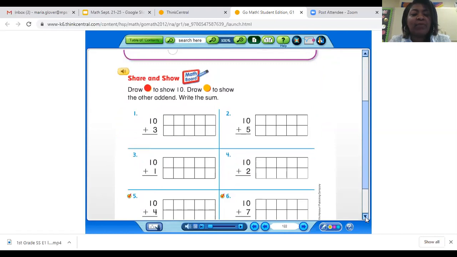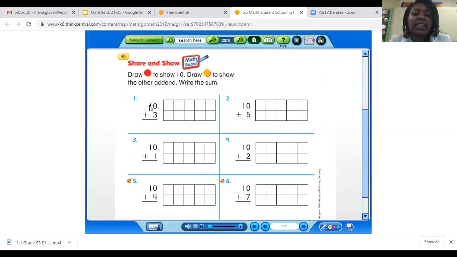So let's look at number 1. It is 10 plus 3. So I'm going to draw 10 circles. Each window gets 1 circle. 1, 2, 3, 4, 5, 6, 7, 8, 9, 10.